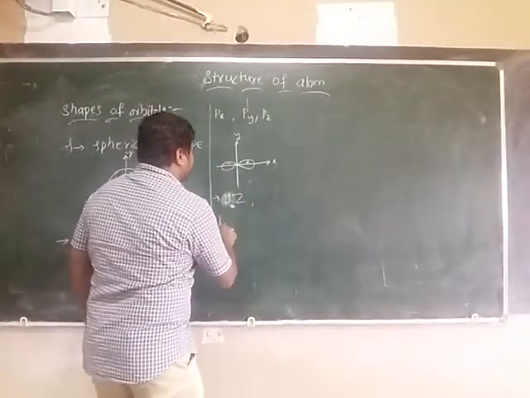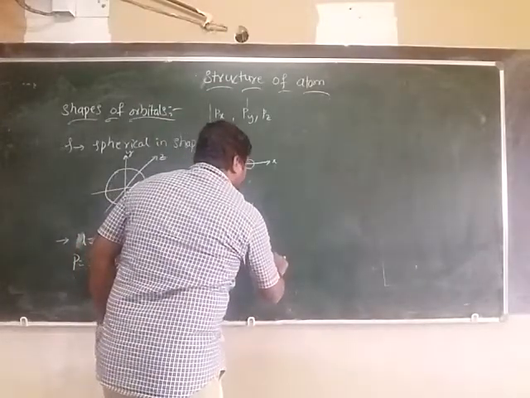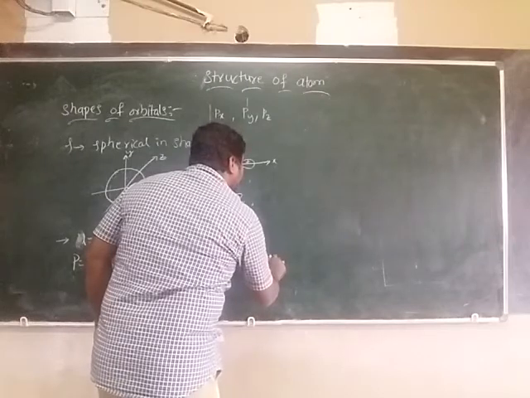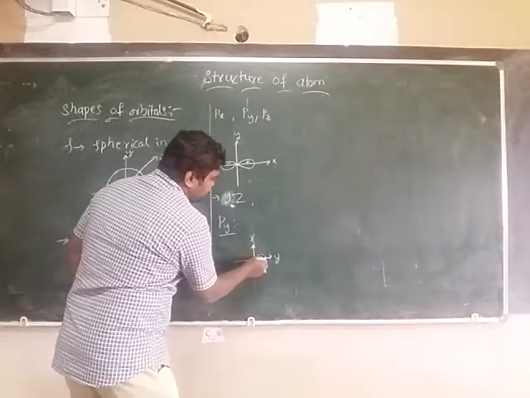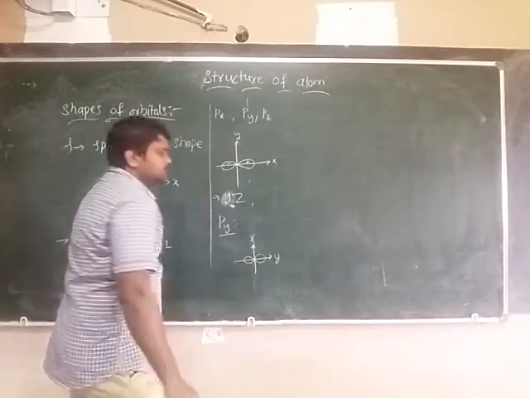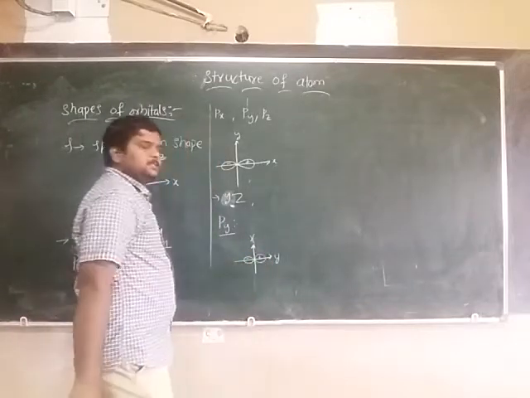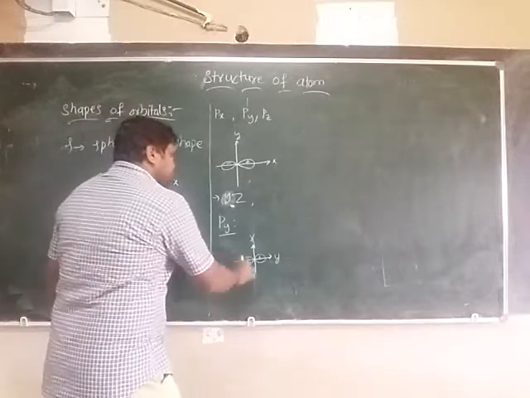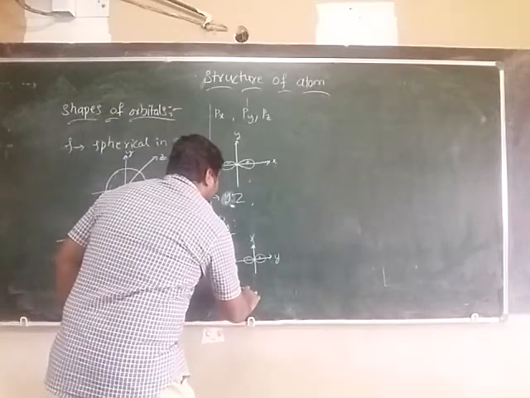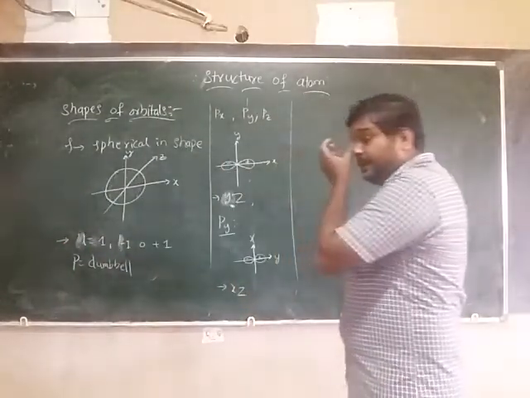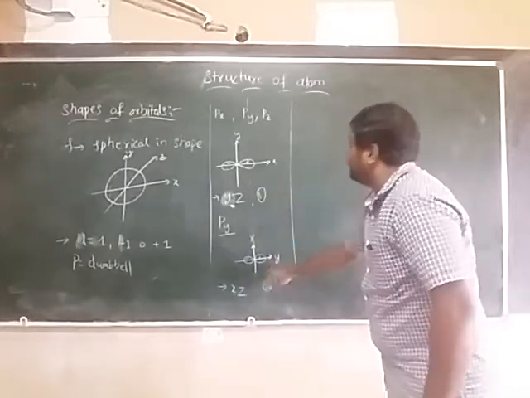Next, py. The 2 lobes are present along the y-axis. Suppose I am taking this is the y, this is the x. So the 2 lobes are present along the y-axis. So this is the minus. Is it clear? Next, what is the nodal plane here? Along the y, xz is the nodal plane. So the probability of finding the electron is 0 in the xz nodal plane. This is one nodal plane.